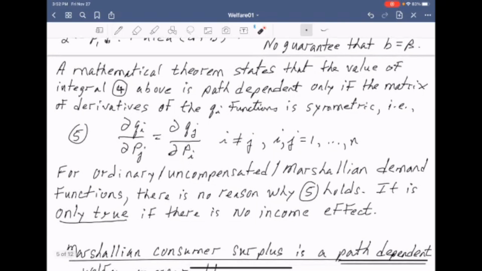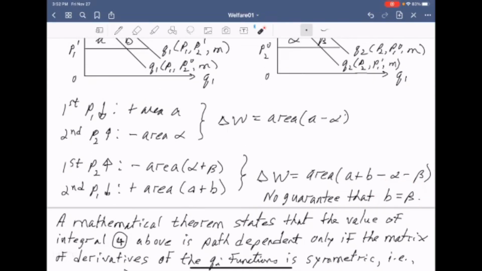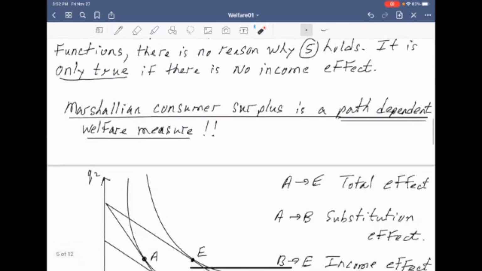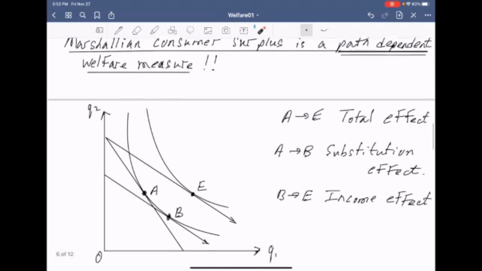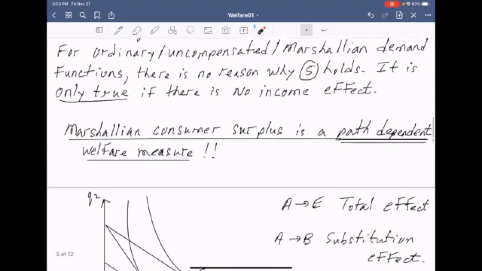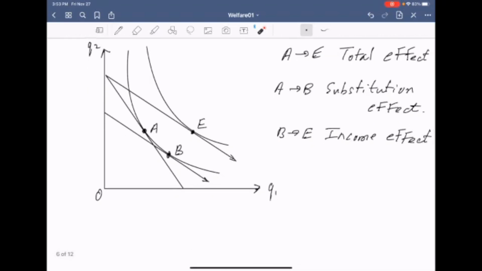For ordinary or uncompensated, we also call it uncompensated, and also Marshallian demand functions, there's no reason why 5 should hold. It is only true if there's no income effect. So in other words, there's no reason why B should equal beta. No reason why B should equal beta. So it turns out that the Marshallian consumer surplus, the area under the Marshallian demand curve, is path dependent. It depends on the path we take to derive that welfare measure, and it's only if the income effect does not exist that we have the same measure, absent an income effect.